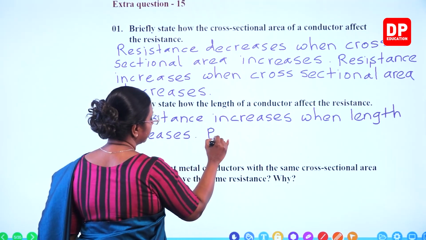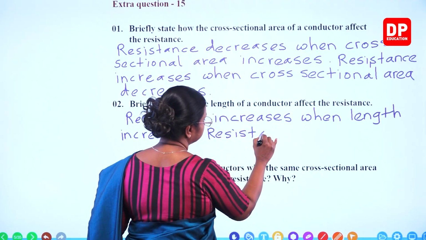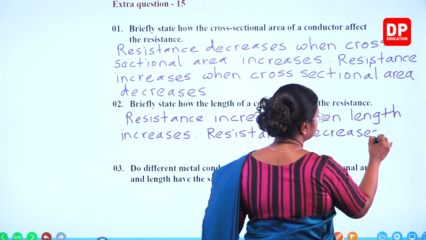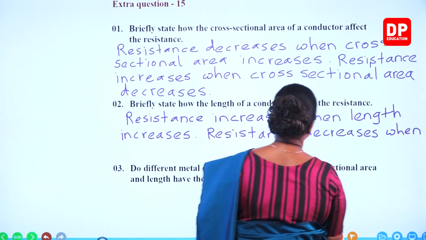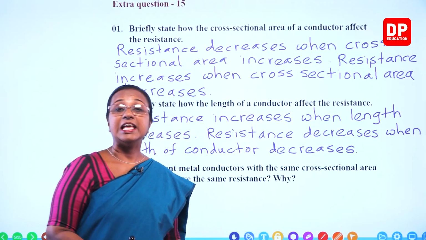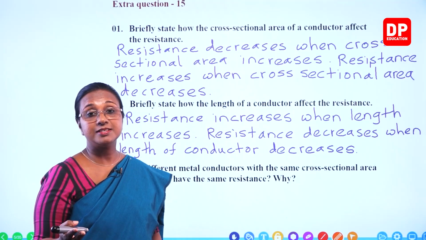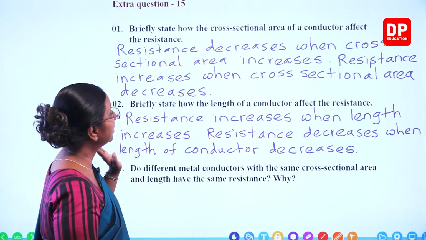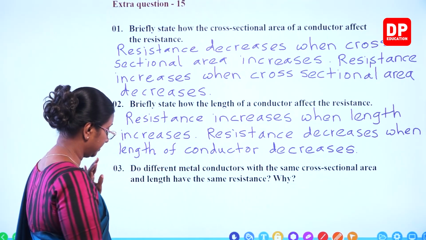So, in other words, resistance decreases when length of conductor decreases. So when length increases, the resistance increases. When length decreases, the resistance also decreases. So that is how the length of a conductor affects the resistance.